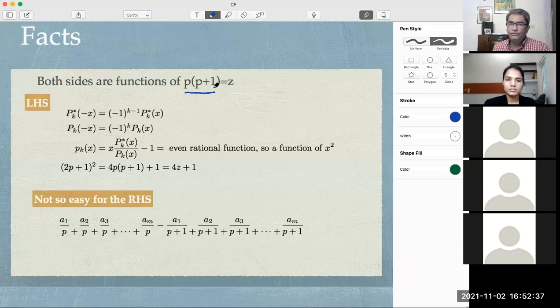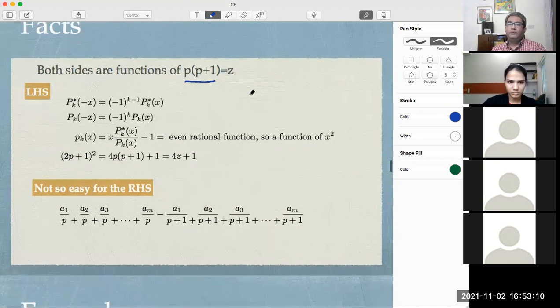The left-hand side is a function of this because pk star is an odd function, pk is an odd function, and when you divide them, it becomes an even function. It's an even rational function, and you can tell the degree. Pk is k, pk star is k minus 1, so when you multiply, the degrees add up. So it's a function of x square, and if you replace x by 2p plus 1, then you get 4 times z plus 1. The right-hand side is much more complicated, so I won't get into that, but the point is that you can write it like this.